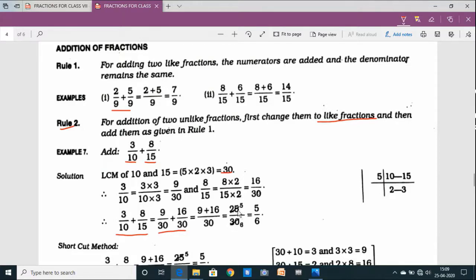So 5 is the common divisor of both these numbers. So 5 fives are 25 and 5 sixes are 30. So 5 by 6 is the answer.